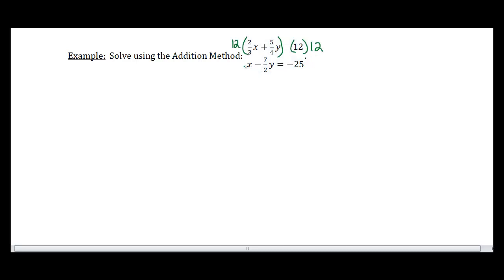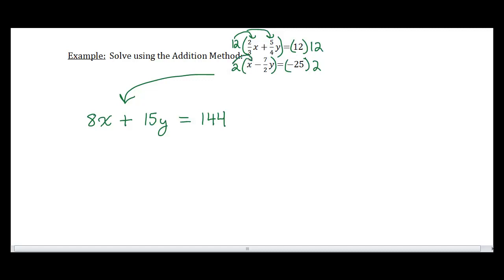In my denominator here, my least common denominator is 2. So I've got to multiply both sides of this equation by 2. Of course, we're going to use our distributive property, and our system is going to come over here. 12 times 2/3: 3 goes into 12 4 times, and if I multiply 4 by 2, I get 8. So that would be an 8x. When I distribute the 12 to the 5/4, 4 goes into 12 3 times, and 3 times 5 is 15. So that's 15y, and 12 times 12 is 144.